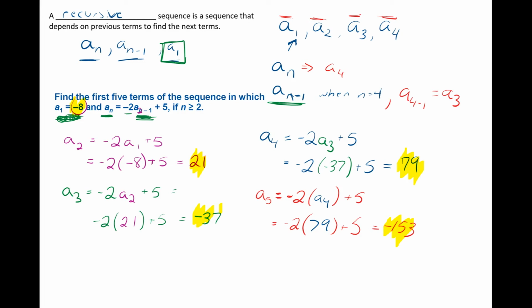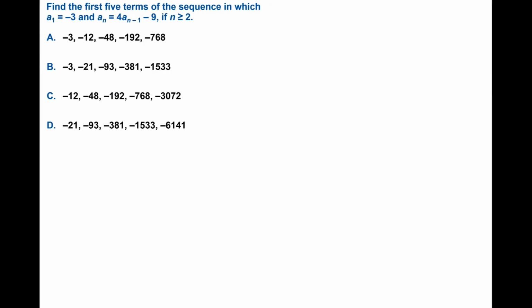And then we got to see at work how our recursive sequence depends on the term before it in order to get the next term. Find the first 5 terms of the sequence in which a sub 1 is equal to negative 3. So I have my starting point. And a sub n is equal to 4 times a sub n minus 1, that is 4 times the term before it, minus 9. Well, what's my first term? Negative 3. So being smart, I can already eliminate C and D because they do not start with negative 3.